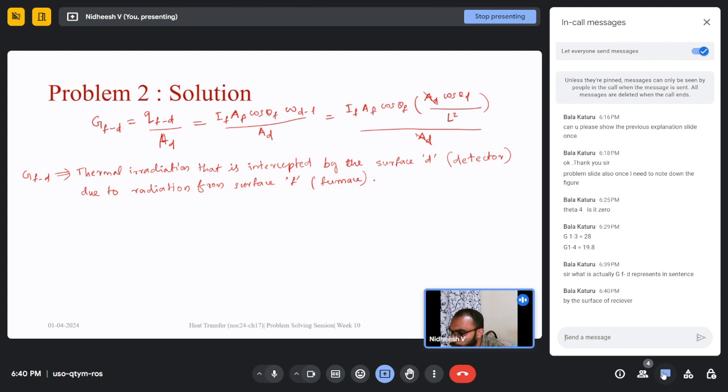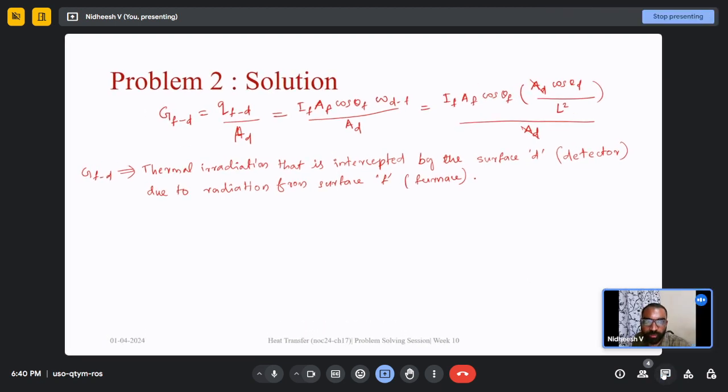What GFD actually represents is the thermal radiation that is intercepted by the surface D. Yes, detector in this case, D is the receiver, this is the receiver, and this is the emitter. In this problem, it is being called just furnace and detector. That is why I kept the naming like that. Is that clear?